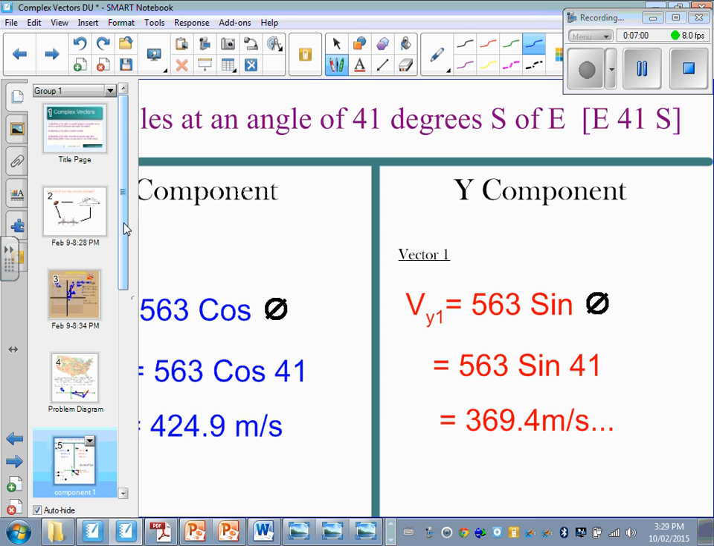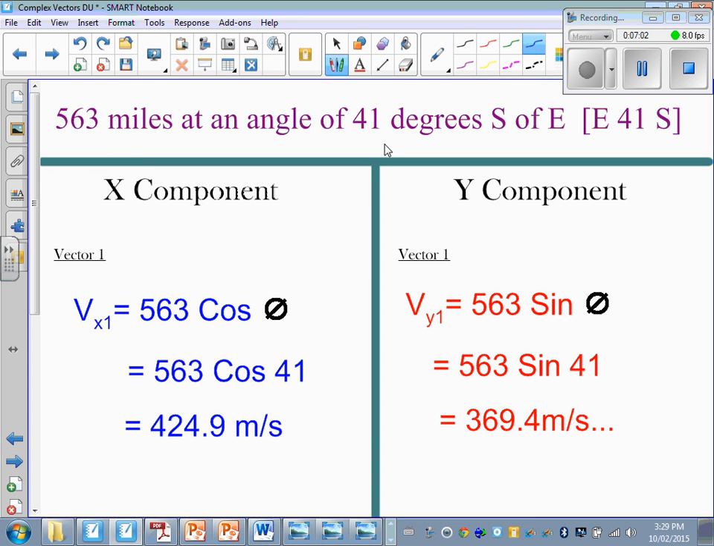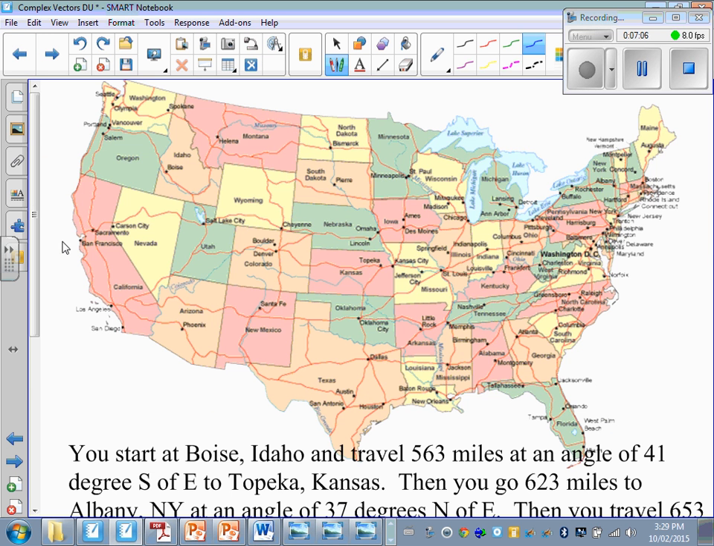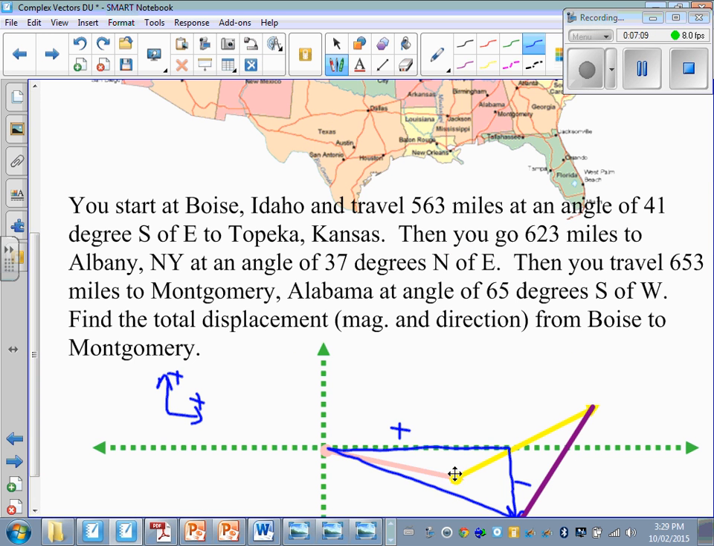Now, how do you solve these? Well, you break it up into the x and y component. So for each one of these turns, I'm going to break it up into x and y. So the first one we're going to look at is the pink one, which is going 563 at an angle of 41 degrees south of east. It means you start east and then you go south. So you're starting east and then you're going to go 41 degrees south.